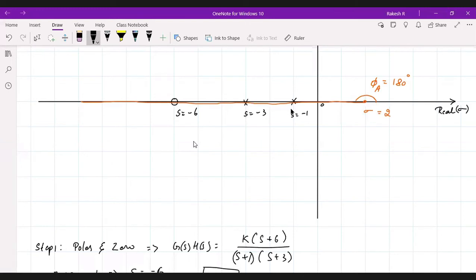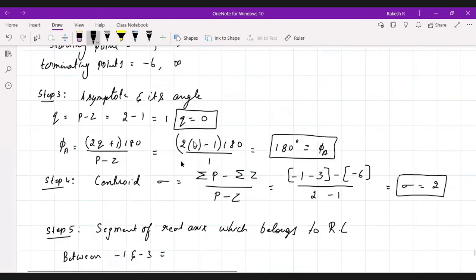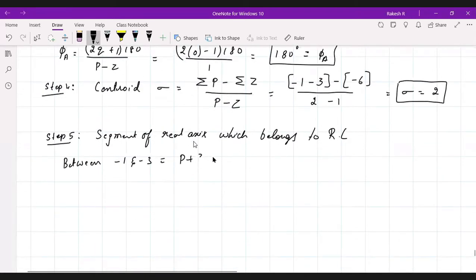How many poles plus zeros are there? We need to count. So we have only one pole, that is s equals -1. So the number of poles plus zeros is equal to 1 towards the right of that. So this is odd, hence the root locus exists.